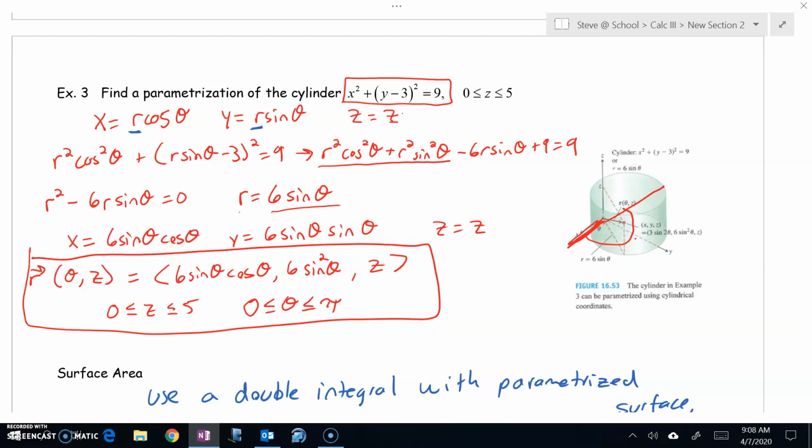You guys will have maybe 2 or 3 problems of just parametrizing tonight, and then those same problems for tomorrow night's homework will be to find the surface area of those surfaces.